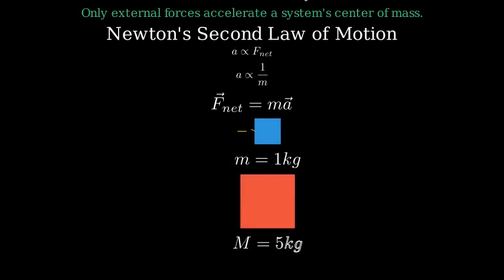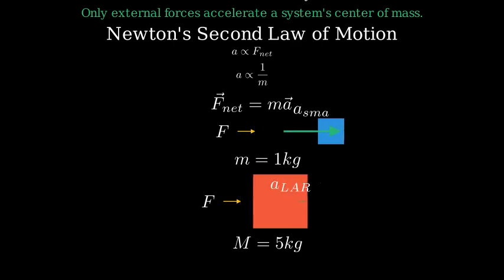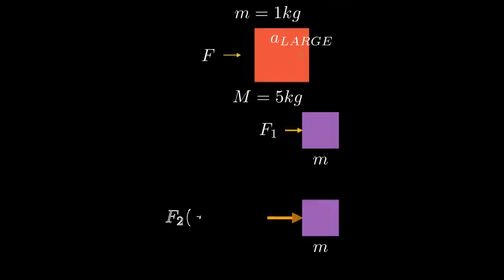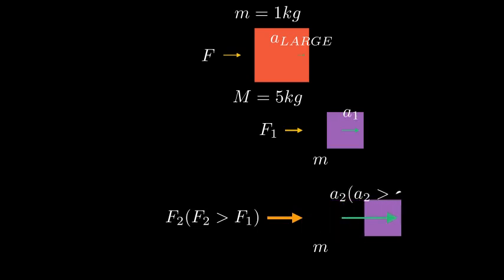Let's break this down. Imagine we have two blocks, one light, say 1 kilogram, and one heavy, say 5 kilograms. If we apply the same amount of force to both, the lighter block will experience a greater acceleration compared to the heavier block. It speeds up much faster. Now, consider the same block. If we apply a small force, it will accelerate. If we apply a larger force, it will experience a greater acceleration. The direction of acceleration is always in the direction of the net force.